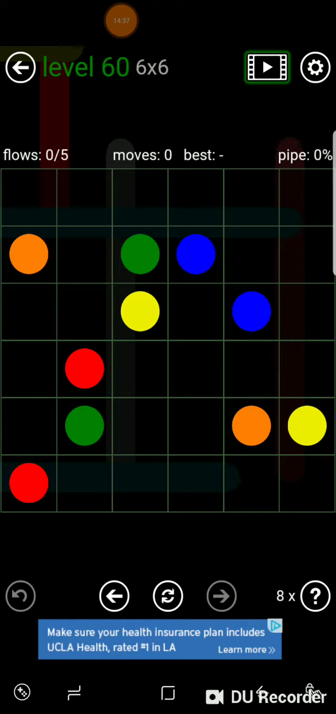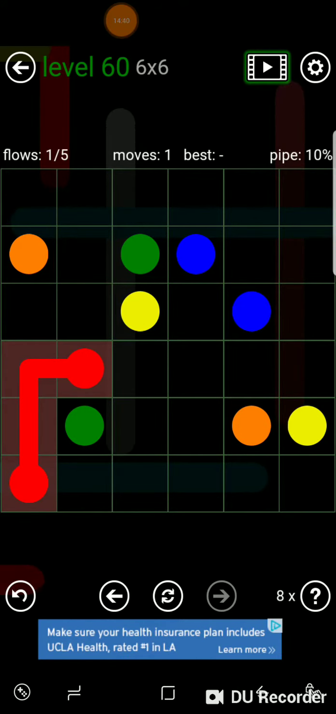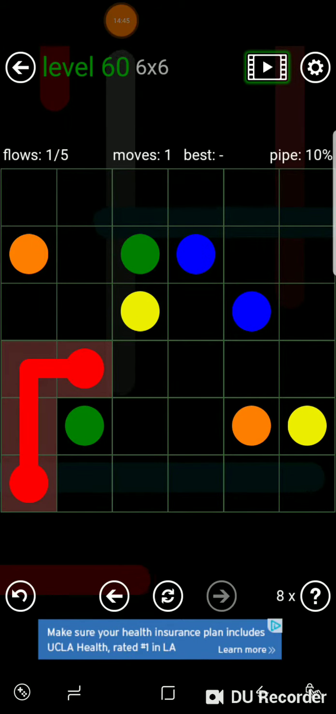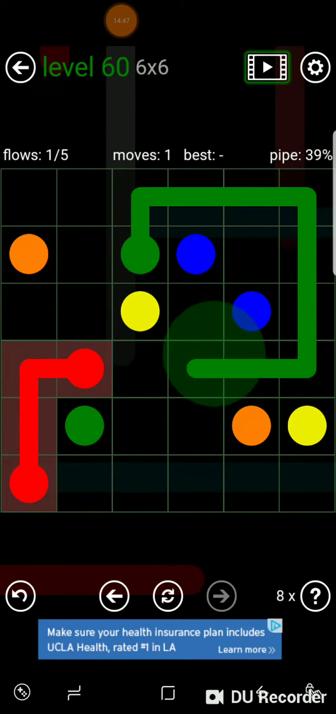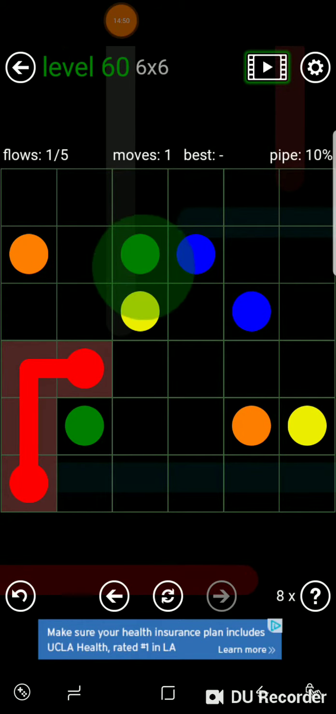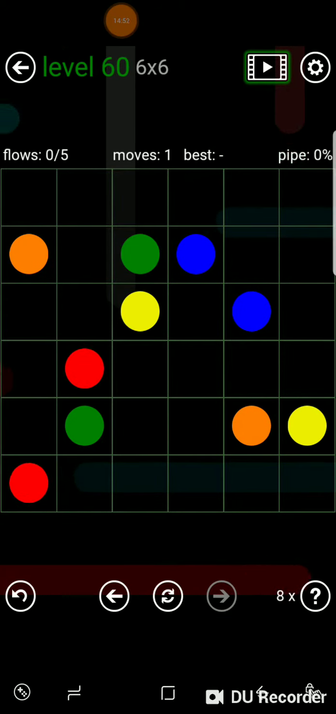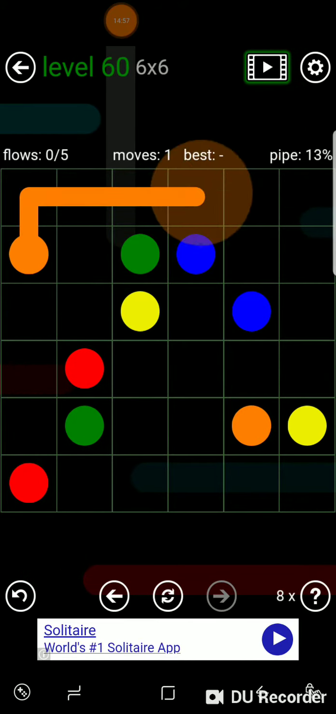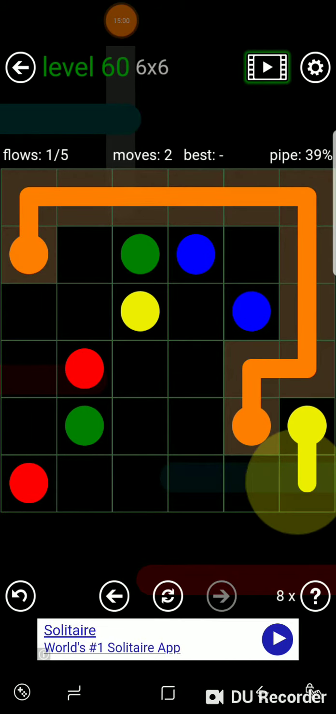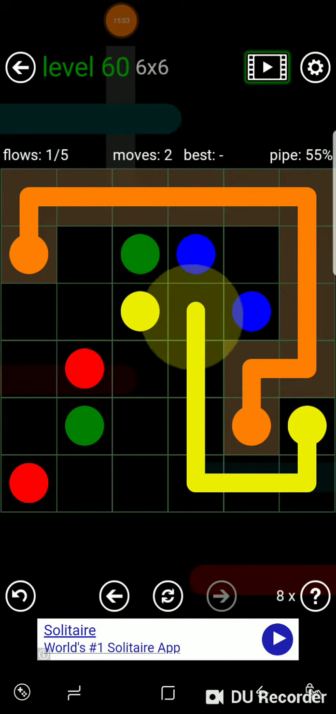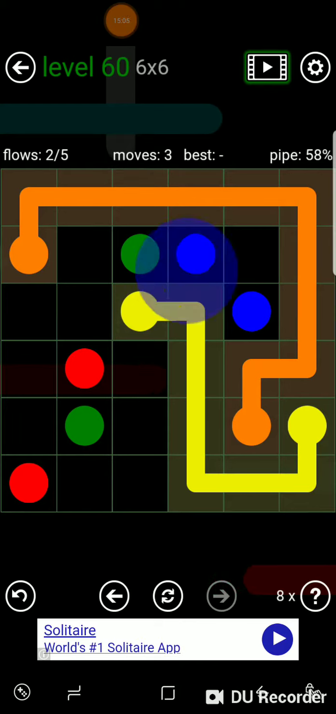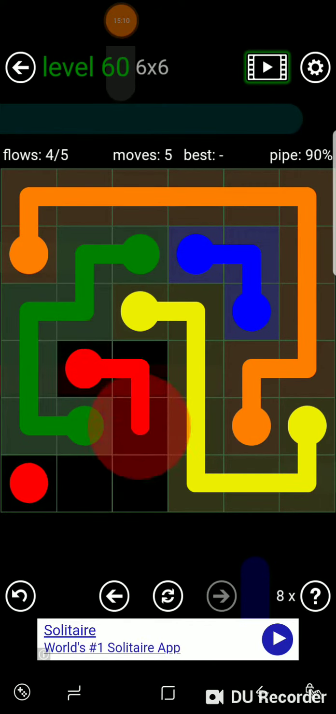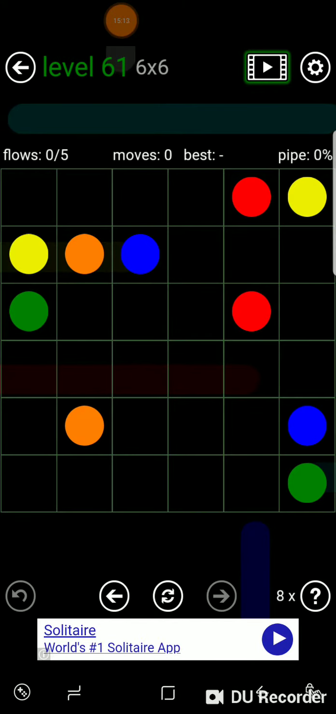Let me get a hint here. I know that was there. Maybe connect. No. There we go. Now we're talking. Crap. Hang on. Start over. I know the orange goes here. Then the yellow goes here. Then the blue, then that. There we go. We figured it out.